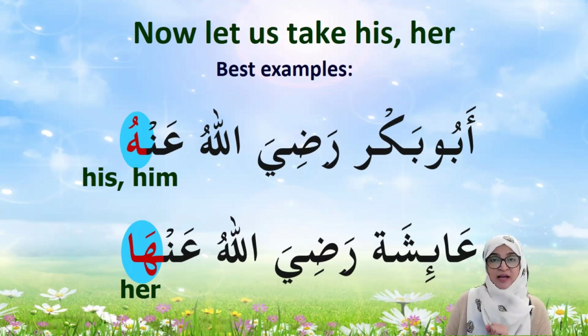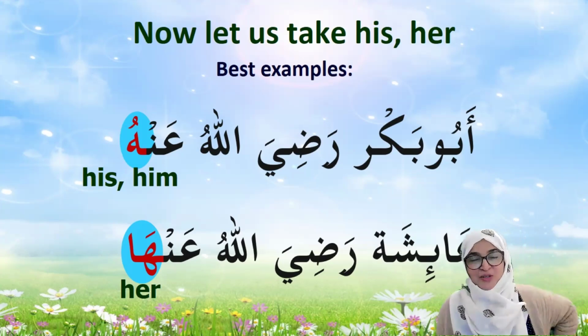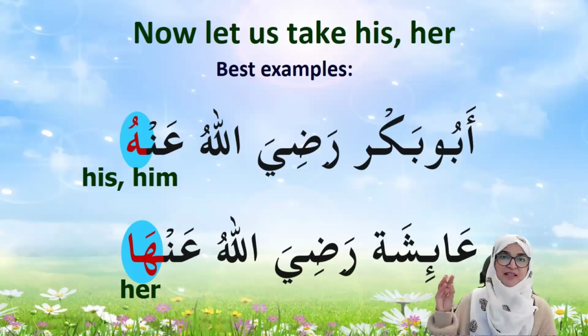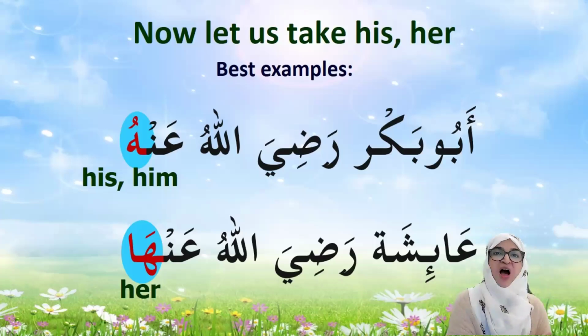Now, if I'm talking about Aisha, this is feminine. So you cannot say who. It will change. Aisha radiyallahu anha. Ha. So for men, who. For women, ha. So just remember this. We say kitabuhu, you will say kitabuha. That's the only difference. So the who becomes ha. So when you add ha, the his becomes her.